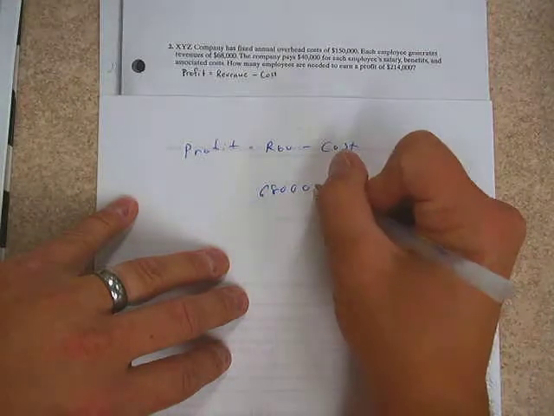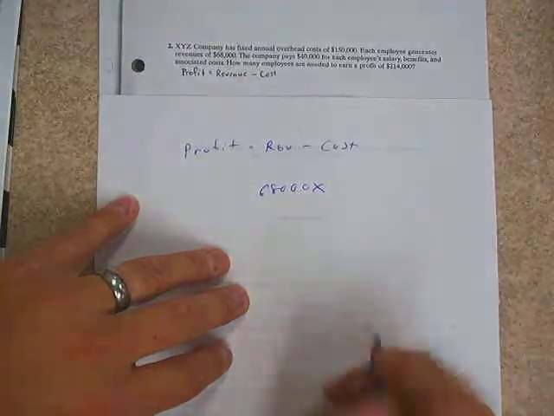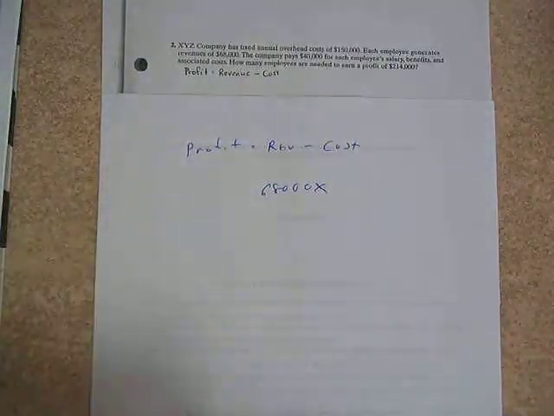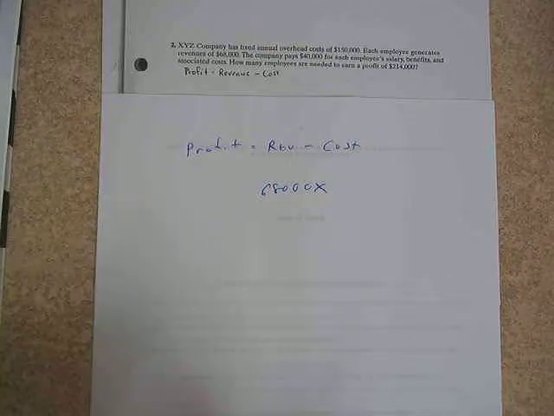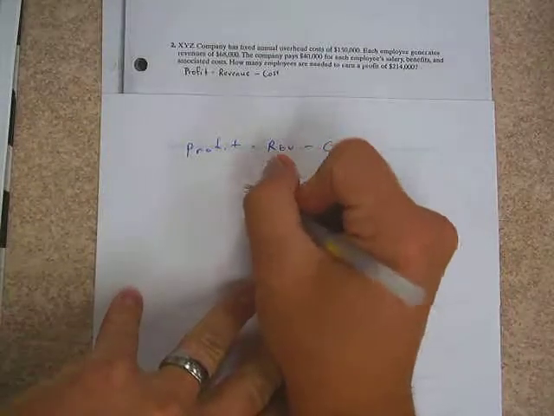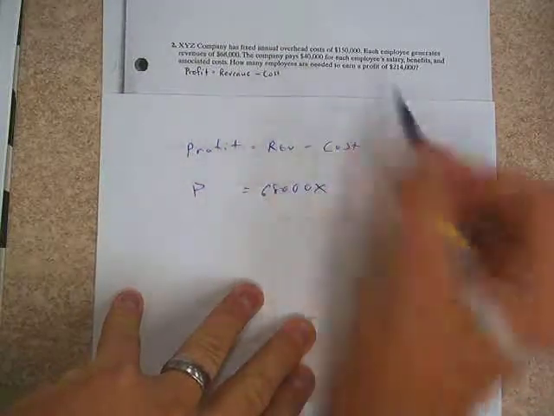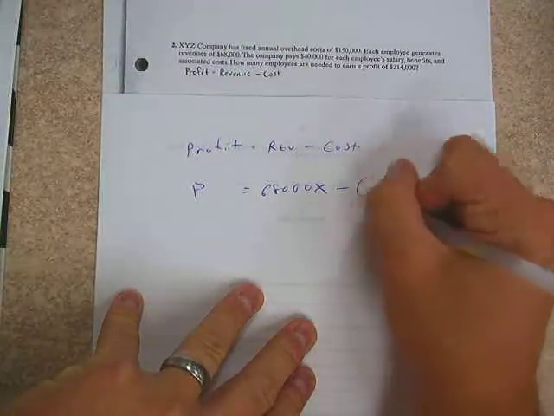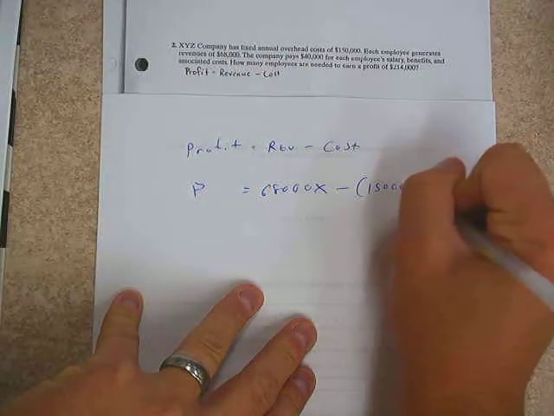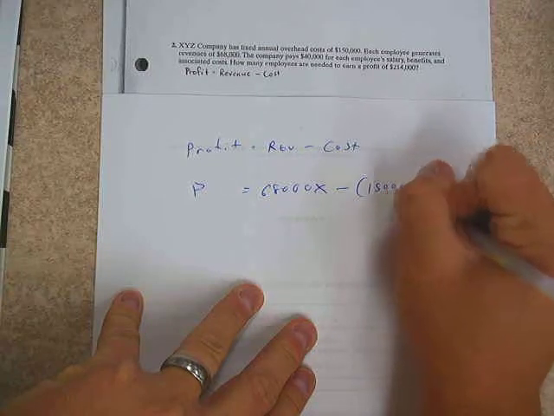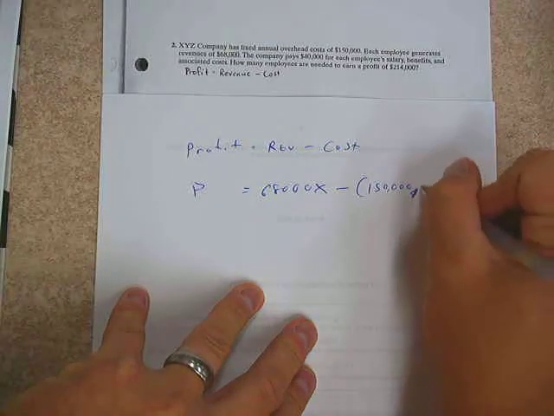Okay, remember, it's $68,000 for every employee. Well, how many employees do we have? Yeah, we don't know. So it's 68,000 times what? Times x. Okay, so that would be a representation of our revenue for this company. Okay. All right, and then from there, we want to know the cost.